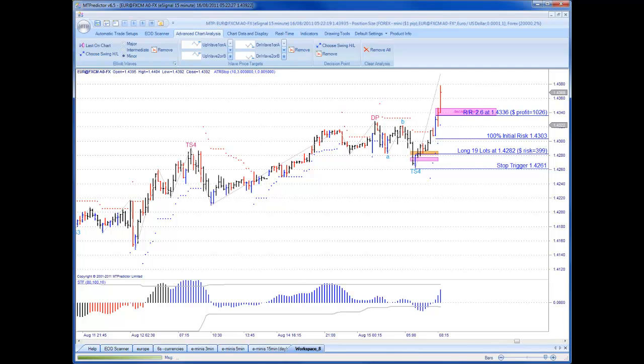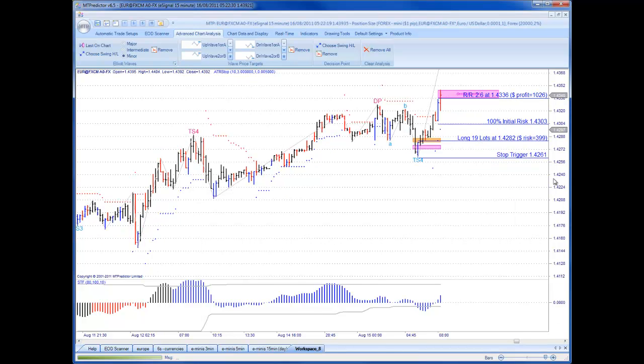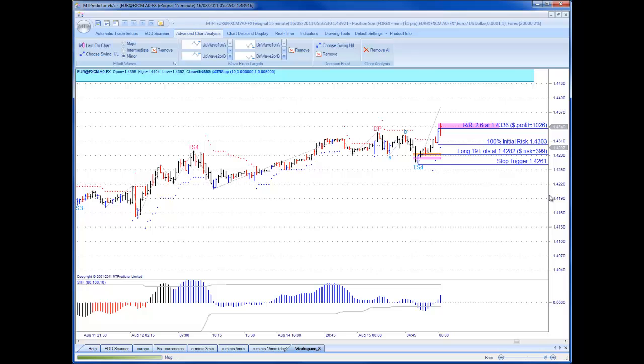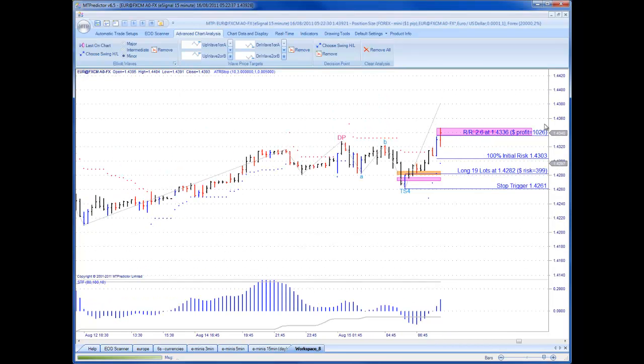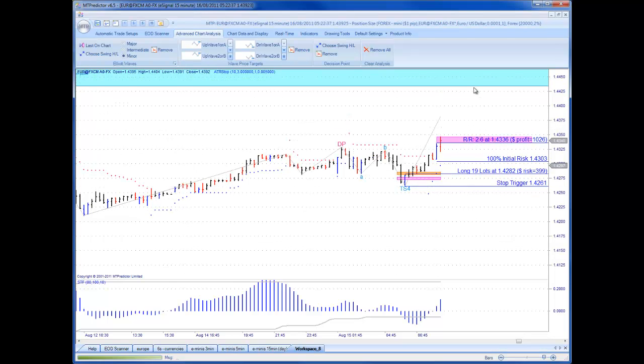You can see that when we reach this level here, this decision point is still a lot further up. In other words, it's a lot higher. So the question being is, do we really want to come out at this level here when we know that we have a larger degree target on the higher time frame up at this level here?